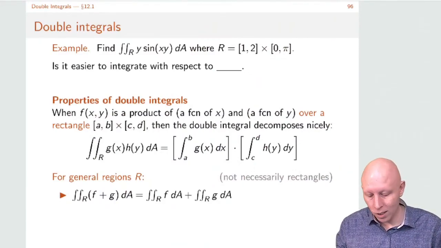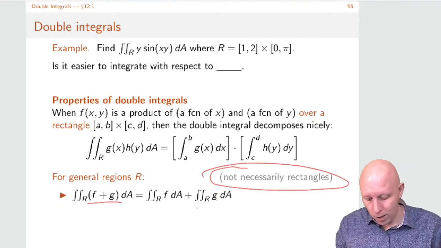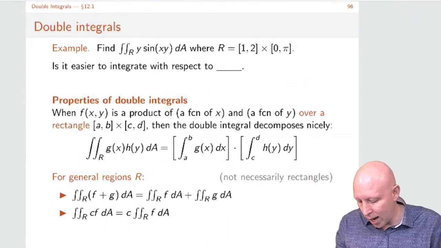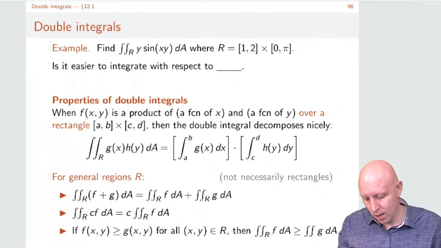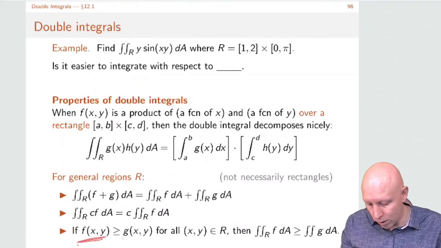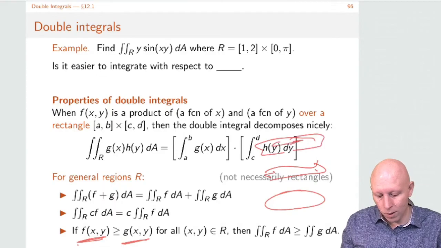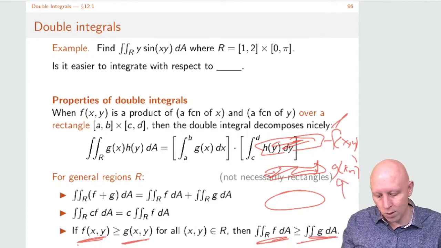All right. Now let's talk about some regions that aren't necessarily rectangles. If you have the double integral of a sum, it's the sum of the double integrals. Yay, we like when that happens. If you have a constant, you can bring out your constant. And if you have one function f that's always bigger than or equal to another function g over your whole region, then the double integral of the bigger one is bigger than or equal to the double integral of the second one.